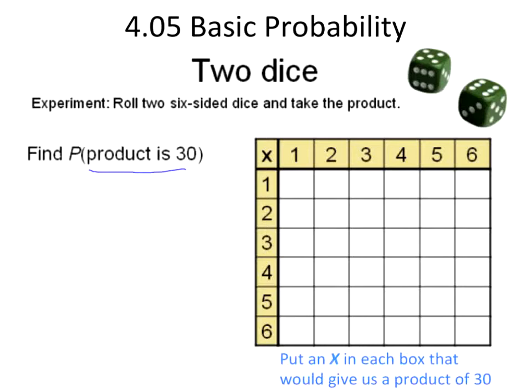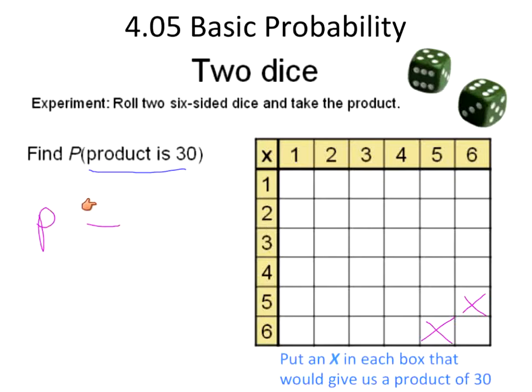So first we need to recognize our math vocabulary, right? What does product mean? Multiply. So I need to mark the 2 spots. I gave you the answer. We need to mark the spots where I get a product of 30. So 5 times 6 and 6 times 5. Are there any other spots where you'd multiply the 2 and get 30? No. So how do I write my fraction?